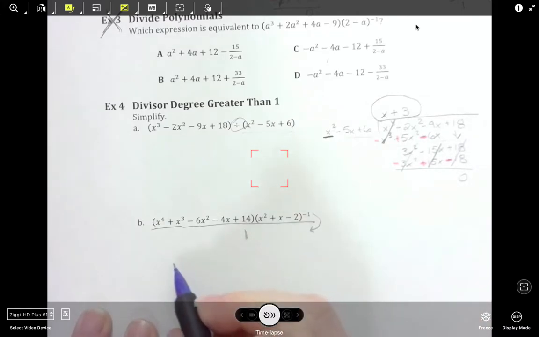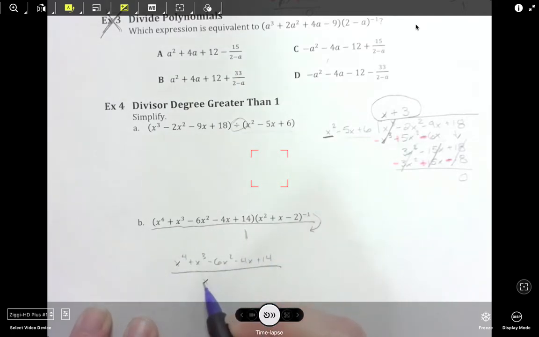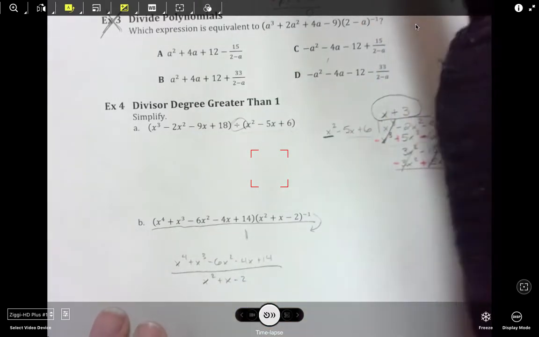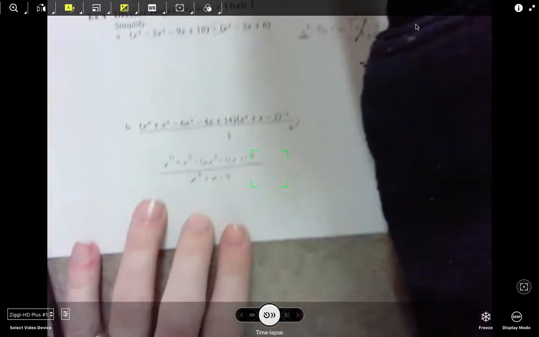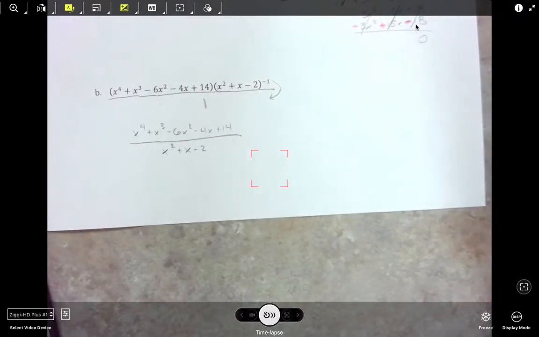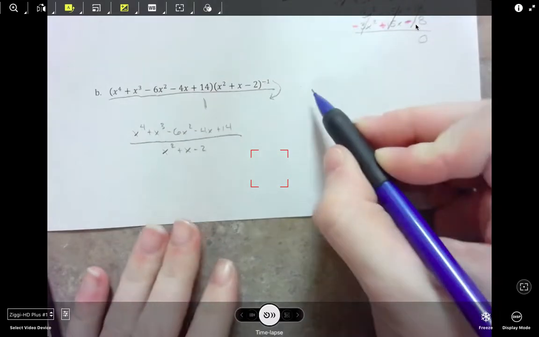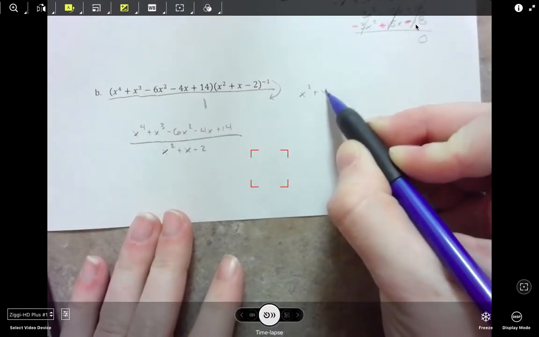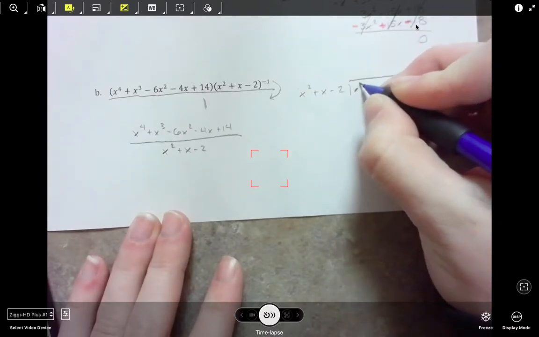So really this reads x to the 4th plus x cubed minus 6x squared minus 4x plus 14, that first piece, over x squared plus x minus 2. And that right there, that fraction means you're just dividing. So when you see that -1 exponent, that just means, hey, you're just going to divide them. Okay? So I'm going to set it up just like I did this previous one. The x squared plus x minus 2 goes on the outside, and everything else goes on the inside.